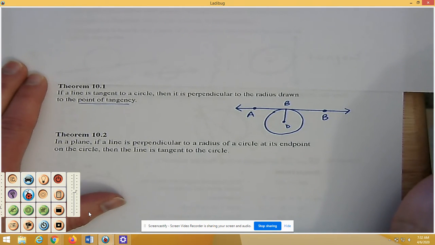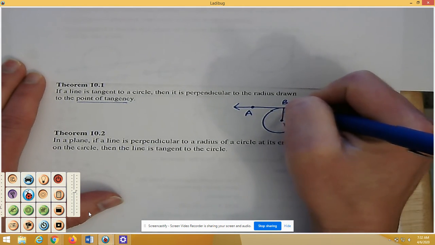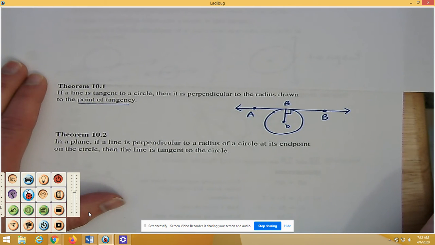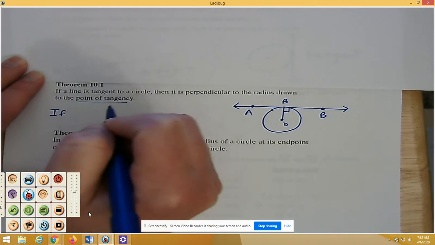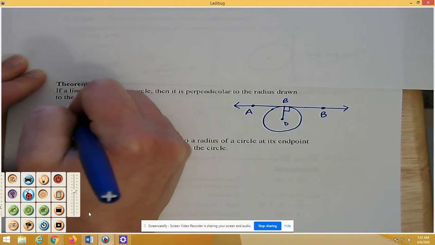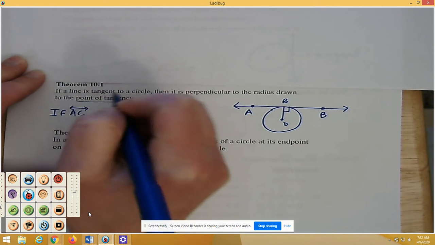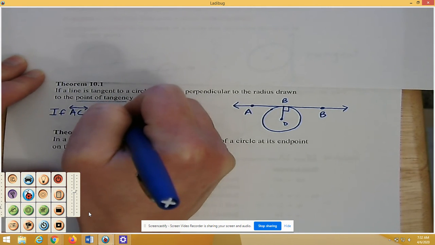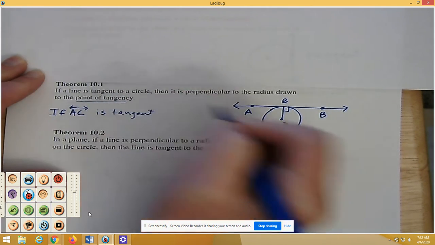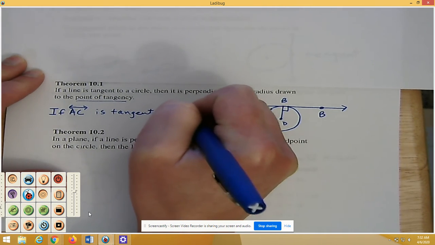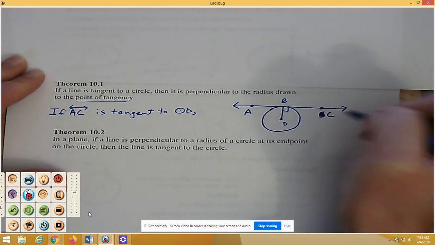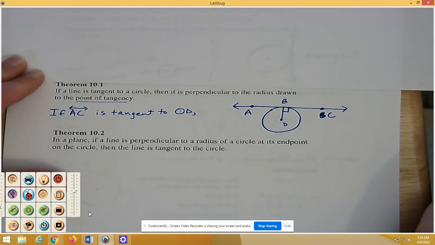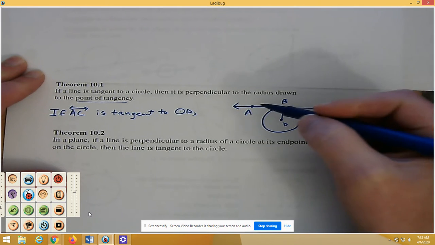And now what is new is that we are saying that this radius is perpendicular to that tangent. I'm going to write that out symbolically. So if line AC is tangent to circle D, then line, oops, that's supposed to be a C. That's going to be confusing. Sorry about that. You're going to say, where did that C come from? And then she has two B's. So this is line AC.